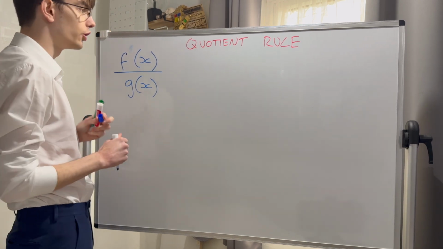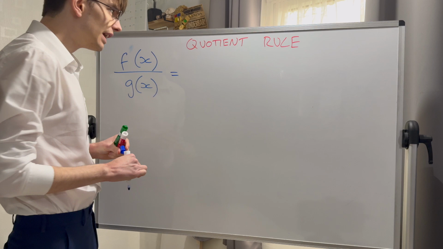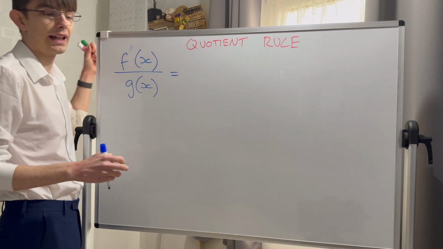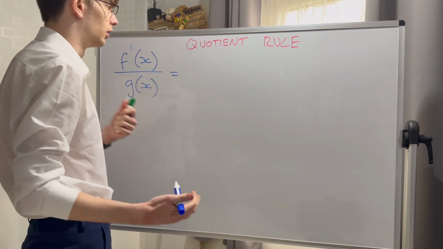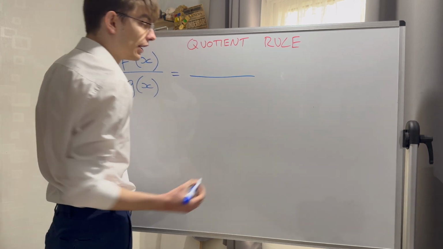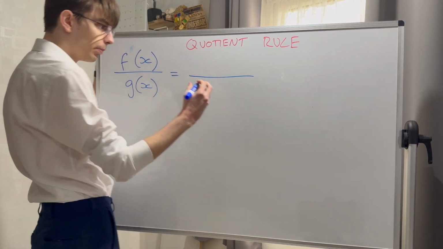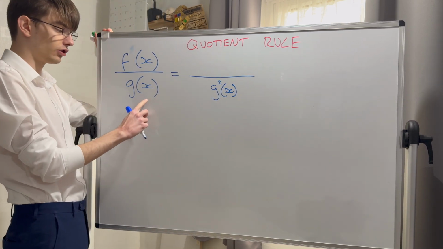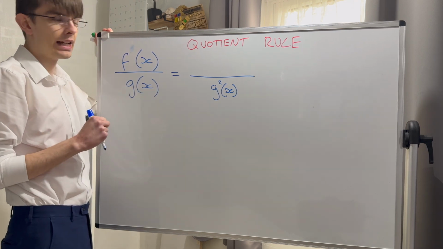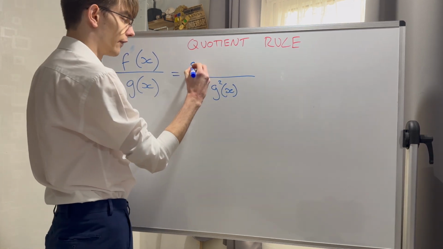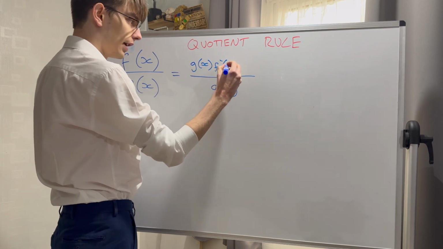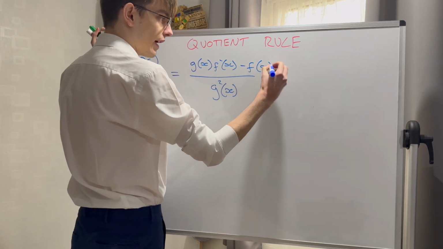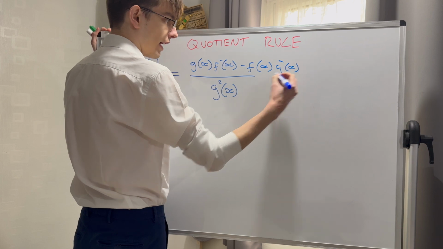Okay, what do we do here? Well, it's a bit of a longer looking equation, so I'm going to write it out and then explain how to memorize it if you don't have it to hand. So it's going to end up being a fraction, and on the bottom of this fraction is going to be g of x, this denominator here, squared. Then on the top, we're going to have g of x times f prime of x, so the derivative of f, minus f of x times g prime of x.